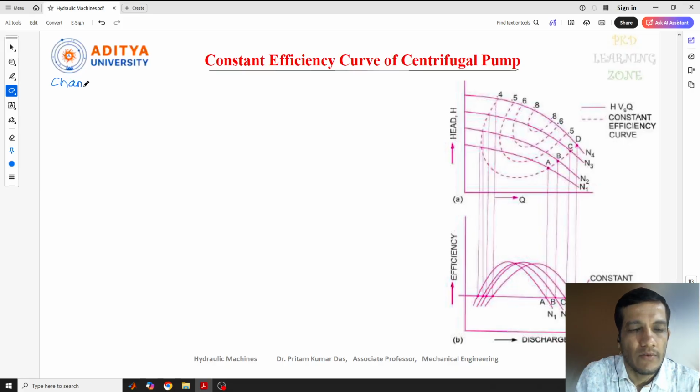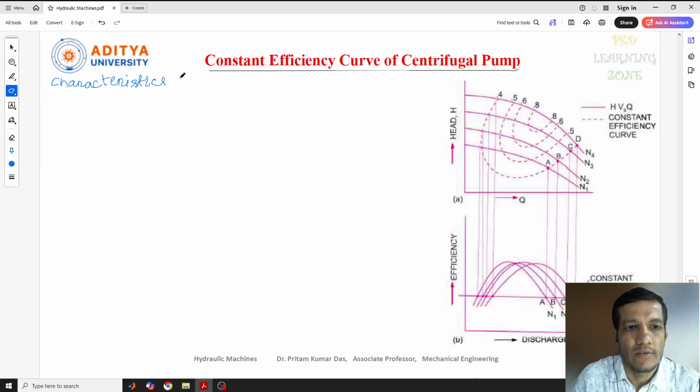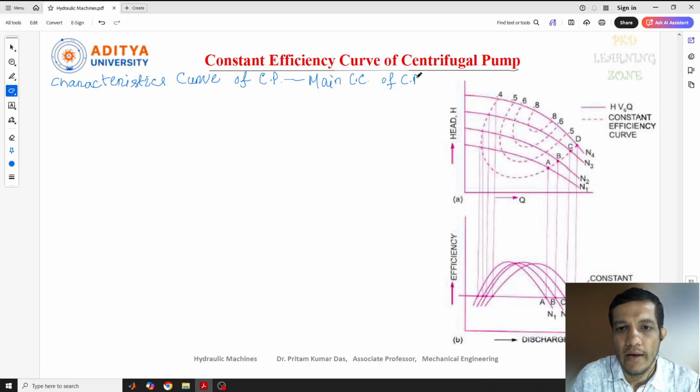This is part of the characteristics curves of a centrifugal pump. It is divided into three categories. The first one we have seen is the main characteristics curve of the centrifugal pump, and the second one is the operating characteristics curve.